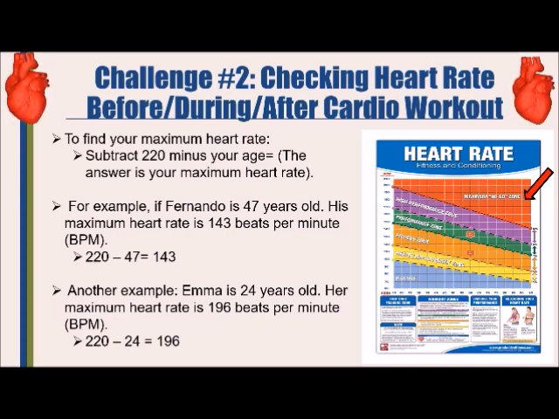As you can see right here on the chart where it says heart rate, fitness, and conditioning, there's an arrow right there. And check this out. It says maximum no-go zone, which means it is highly recommended that you should never do any type of exercise that is going to get to your maximum heart rate.